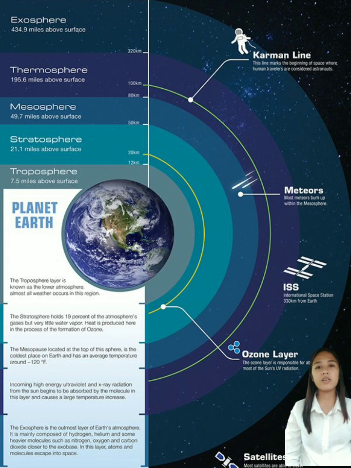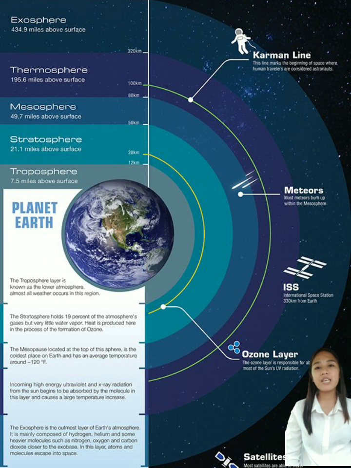The stratosphere holds 19% of the atmosphere's gases, but very little water vapor. Heat is produced here in the process of the formation of ozone. This extends from the tropopause to about 50 km. It contains much of the ozone in the atmosphere, and the increase in temperature with height occurs because of the absorption of ultraviolet radiation from the sun by this ozone.